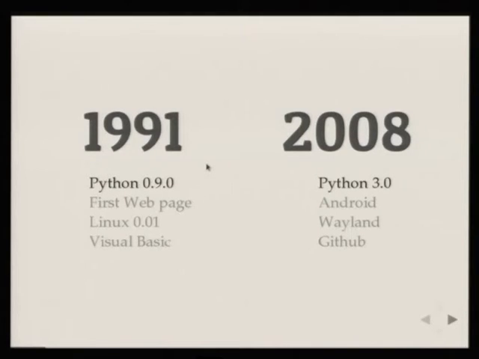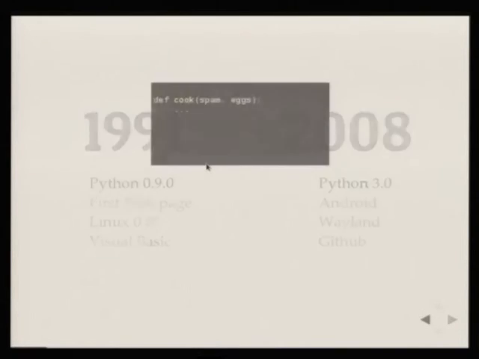So this happened in 2008, around the same time as these projects showed up. As an example, I'd like to tell you one thing about function definitions. Since the first version of Python, you could define a function like this.